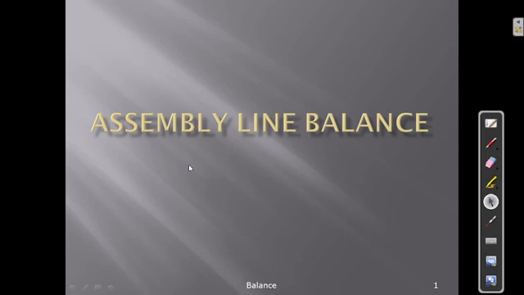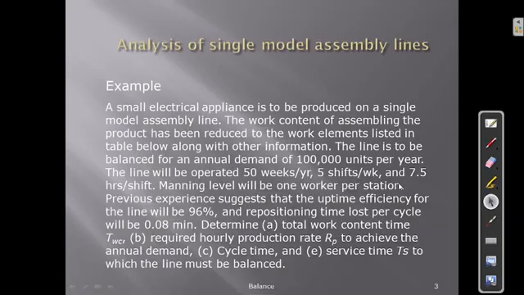In this video we are going to see assembly line balancing problems. This is an example sum of assembly line balancing. A small electrical appliance is to be produced on a single model assembly line.